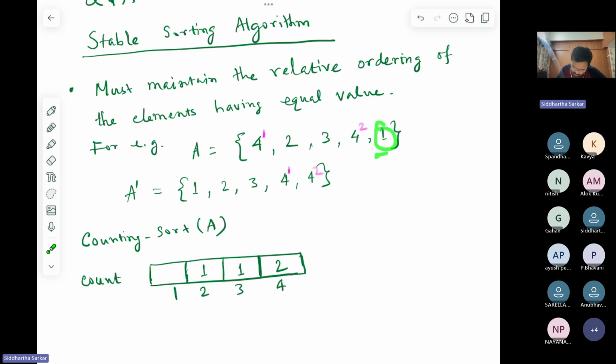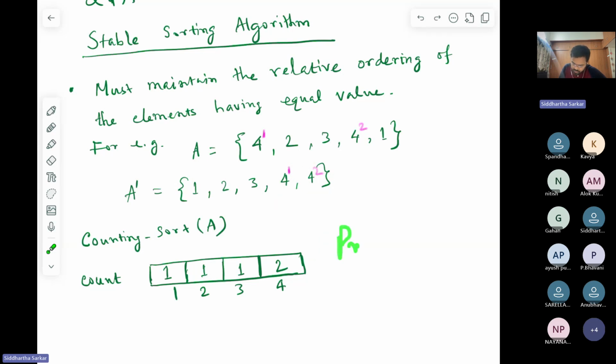And then it sees 1. So it says, okay, so 1 has appeared once. So this is what it does. So it knows that there are 2 occurrences of 4. But when it outputs the occurrences, it does so in the same relative ordering. The first 4 that it has seen, it will show that first, followed by the second 4.